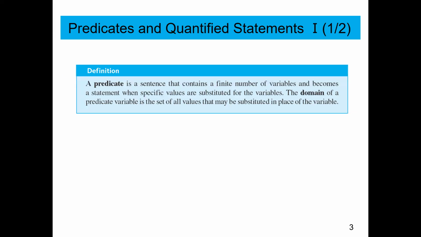So, what is a predicate? A predicate is a sentence. And when I say sentence, I'm referring to a logic sentence that contains a finite number of variables. So the variables are finite. The options for each variable could be infinite. Don't get that mixed up. And each statement has specific values substituted for the variables. So in other words, if I swap them in, I can now say if it's true or false. And the domain is all of the possible variable values.